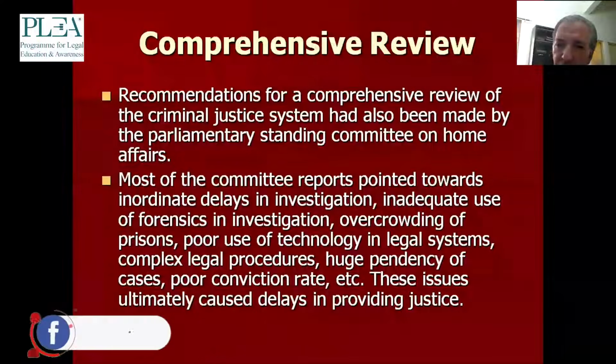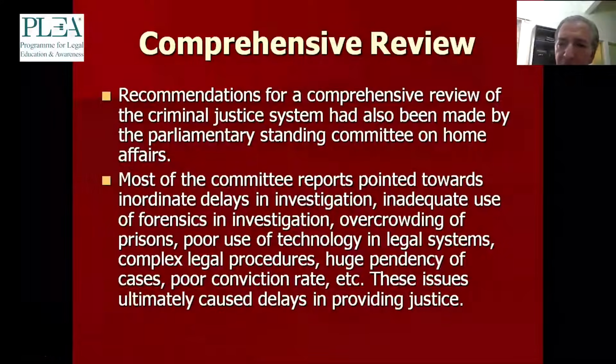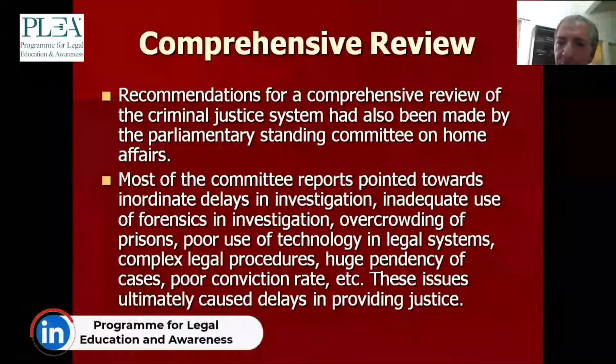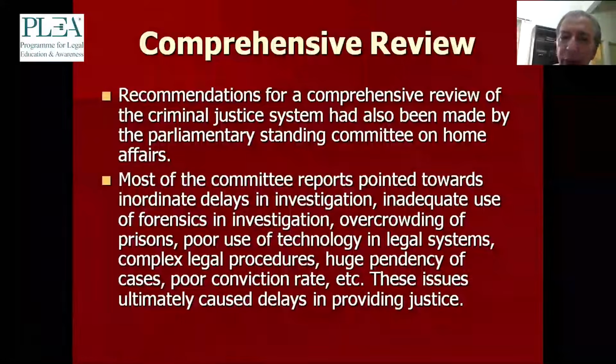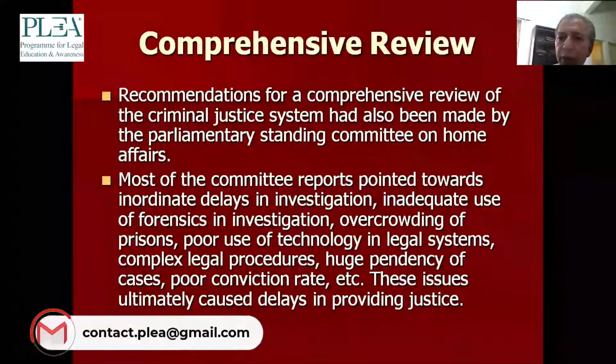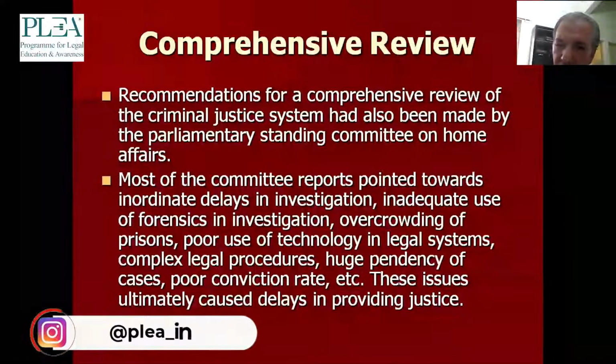poor conviction rate. It was almost 10%, and former Attorney General Soli Sorabjee had stated that the criminal justice system in India is on the verge of collapse, because if it is 6%, then 94% criminals are roaming freely, and therefore some amendments were made in 2005, 2010, 2014, then 2018. Now the entire code has been changed. These issues ultimately caused delays in providing justice.